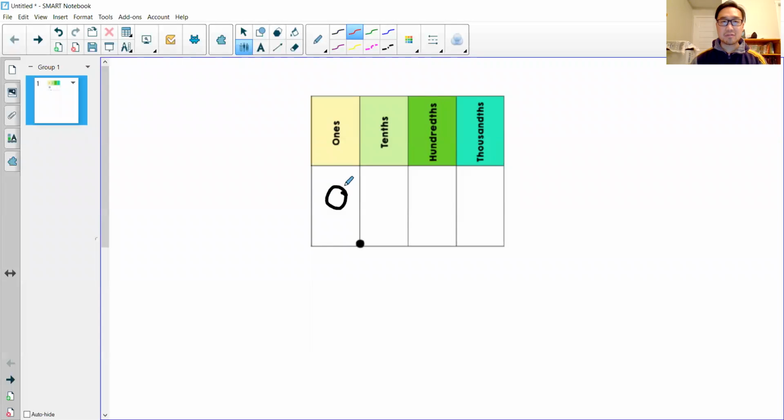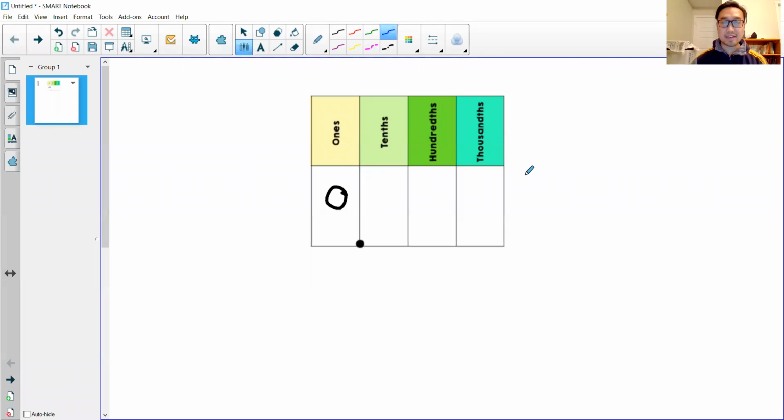So if I have 0 ones and I have 1/10, I say this as 1/10. It looks like this, 0.1. This is called 1/10. If I had 0.2, what would that be called? It would be called 2/10. What if I had 0.3? What would that be called? That would be called 3/10. And so on.